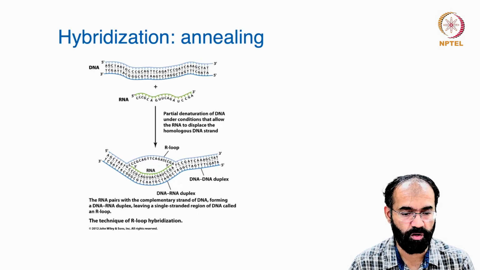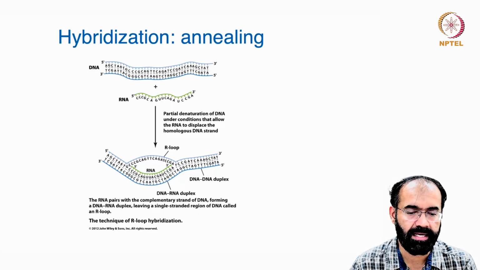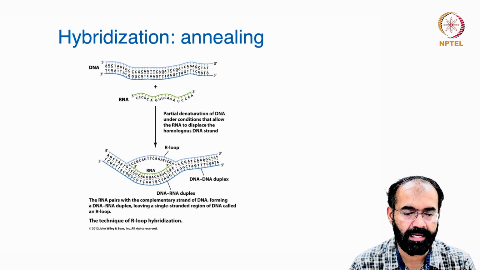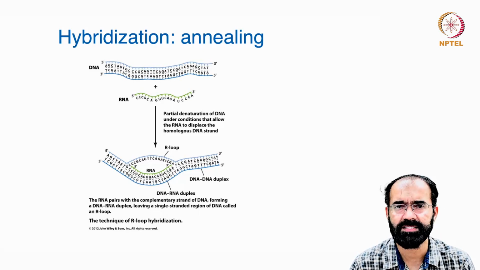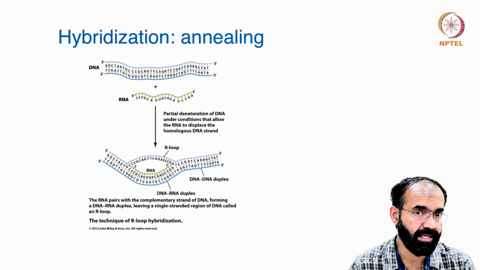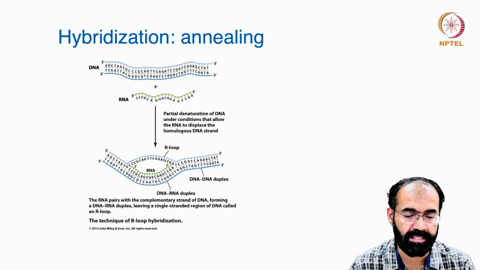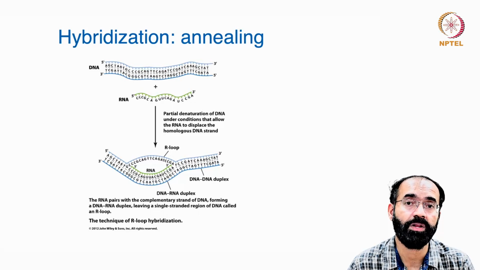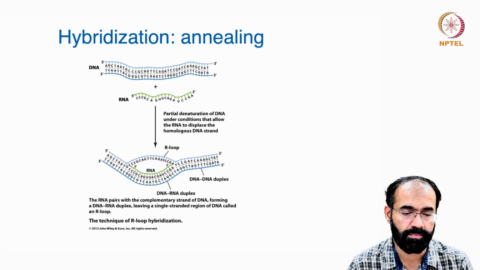So, partial denaturation of the DNA under conditions that allow the RNA to displace the homologous DNA strand. What happens is, you have an RNA and it finds a place where it can bind, and the unwanted region will loop out. This is a normal thing, because once you denature the DNA, if RNA is bound there, DNA can't bind. The DNA strand equivalent span will be moved out, almost like a bracket. If this RNA is 100 bases long, 100 bases of DNA have looped out.